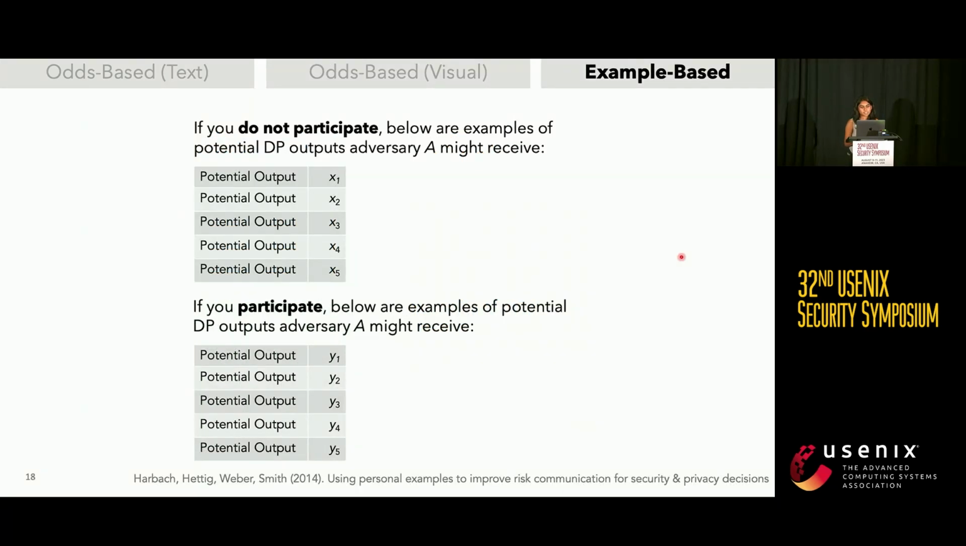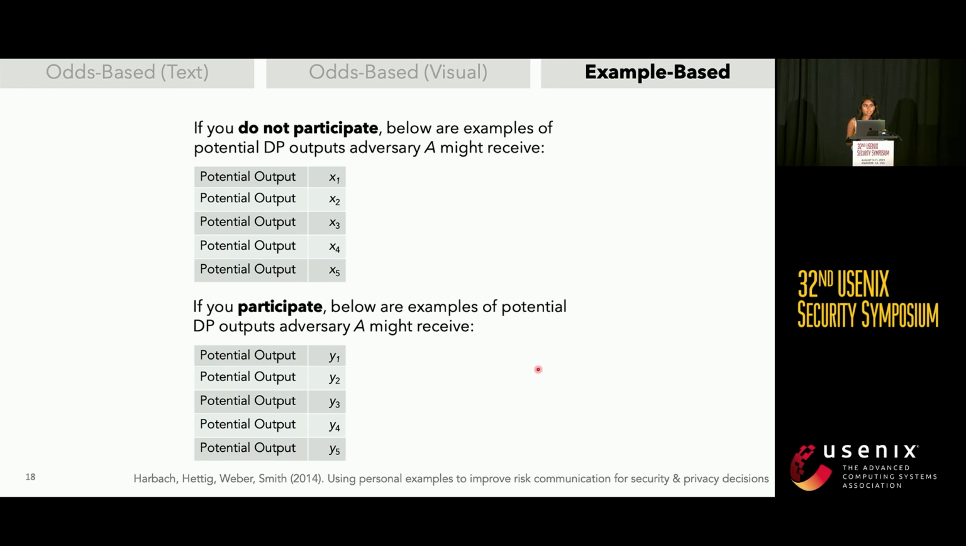Last is the example-based method. Here we draw on findings in usability that suggest concrete examples help people comprehend security and privacy topics. In this method, we show DP outputs again if the end user is to not share their data versus if they do share their data.